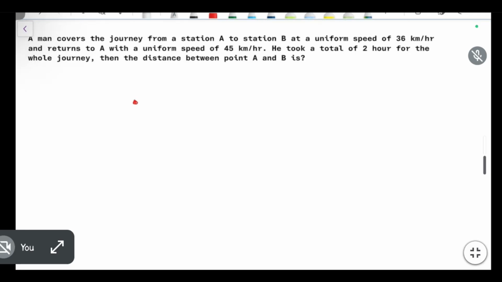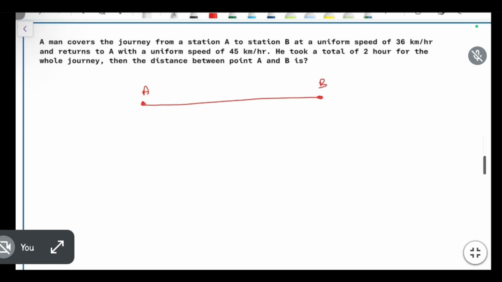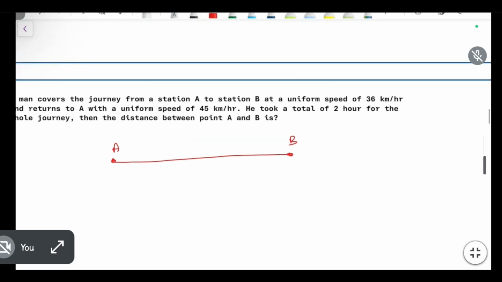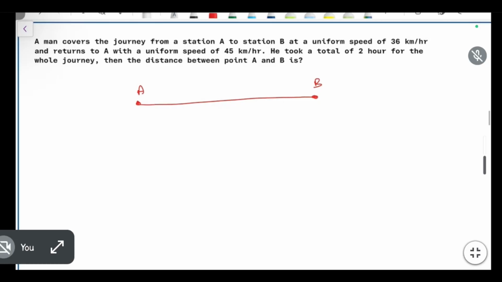That means there is a station A and another station B. A train travels at a uniform speed of 36 kilometer per hour. So this traveling speed is 36 kilometer per hour, going from A to B and returning from B to A.